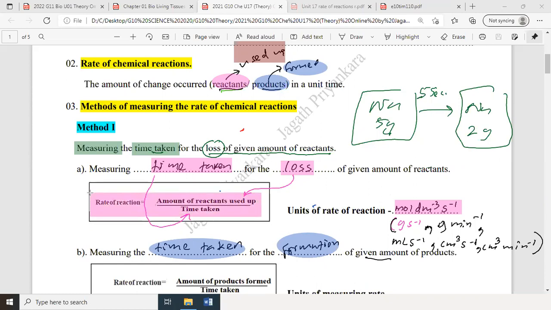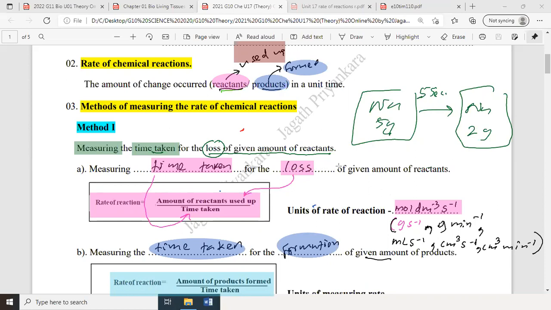Rate of reaction equals what? Amount of reactants utilized over time taken. Or else the other method, amount of products formed. Look at the screen. Amount of products formed, that is under B at the bottom. Amount of products formed over time taken. So they also have units. You can tell the same thing. 5 milliliters of hydrogen, what is the time taken?